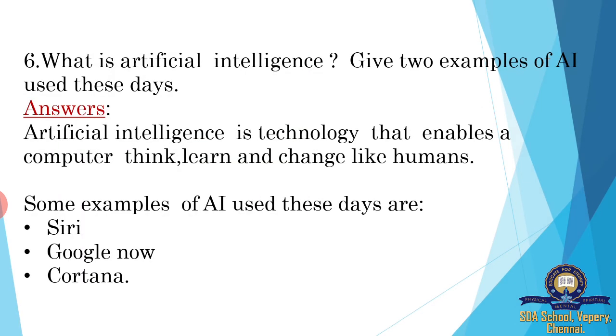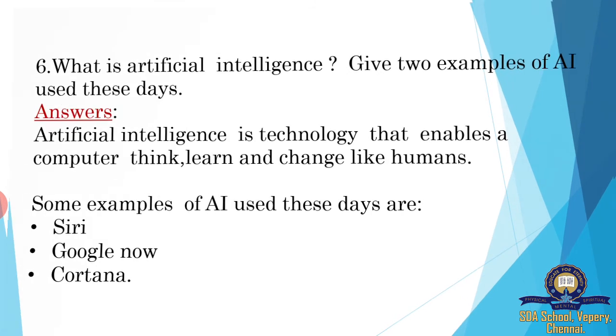Then the sixth question is, what is artificial intelligence? Give 2 examples of AI used these days. Artificial intelligence is the technology that enables a computer to think, learn and change like humans. Some examples of AI used these days are Siri, Google Now and Cortana. Okay, these 3 are the examples of AI, that is artificial intelligence, used these days.